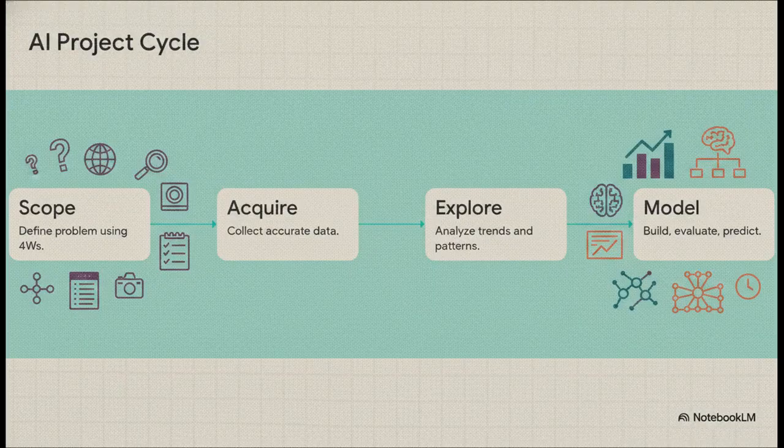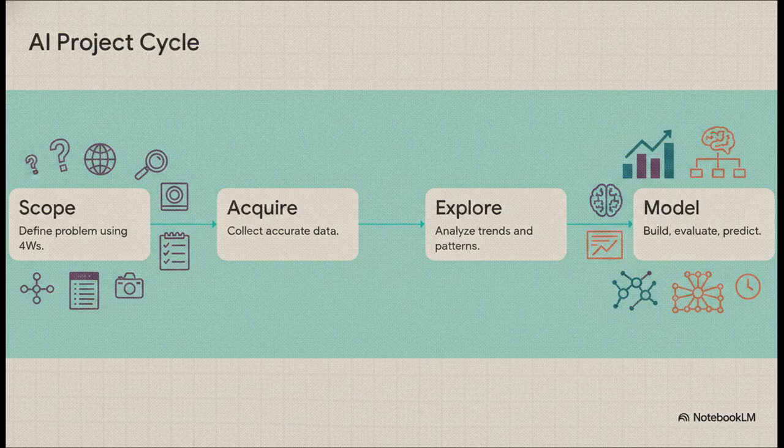You can't just write some code, cross your fingers, and hope for the best. Building these models follows a very deliberate, structured cycle. Step 1 is problem scoping, using the 4 W's, who, what, where, and why, to clearly define the issue you're trying to solve. Step 2 is data acquisition, which means gathering authentic data from surveys, web scraping, sensors, or open source portals. Step 3 is data exploration, where you visualize that data to spot trends.